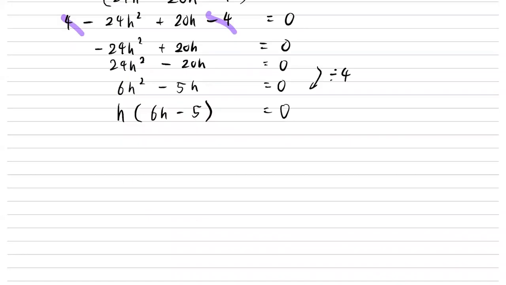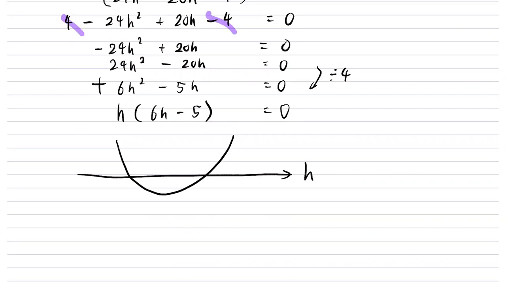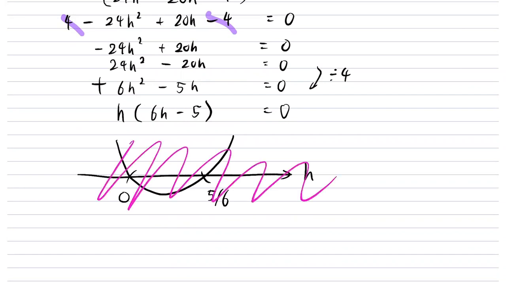Then I can solve. A positive coefficient for h squared, then it must be a happy face. What are the two roots? 0 and 5/6 equals to 0. Oh, actually, I don't even need to draw this anymore, right? Because this is equality. I just need to solve for h. So h equals to 0 or h equals 5/6, and then we are done.